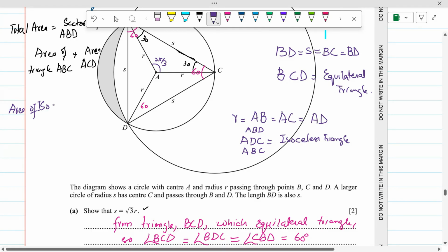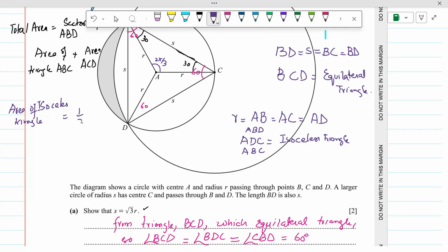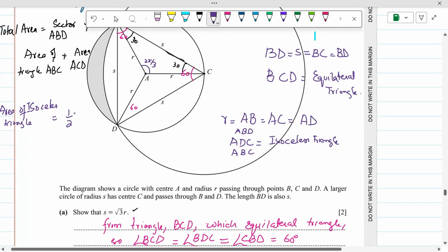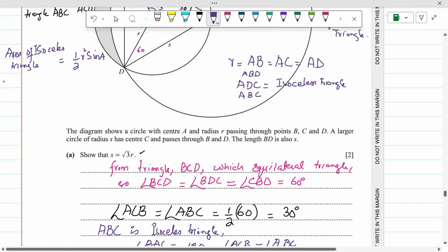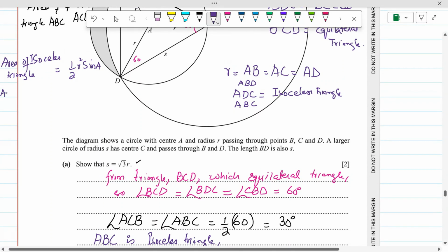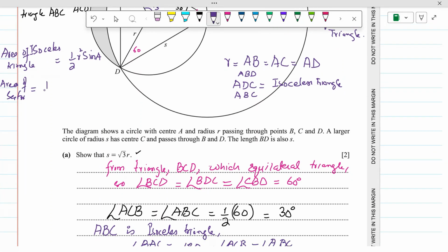Now to move further, we should know that the area of an isosceles triangle is equal to 1 over 2 square of the equal side, which is r, in this case r square, and sine of theta, the angle between the equal sides, which is angle A. Also we should know the formula of a sector, which is area of sector equals 1 over 2 r square theta.